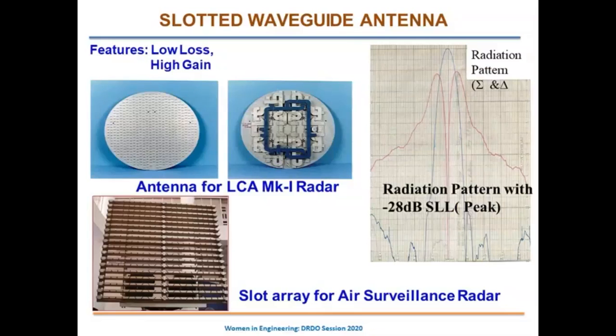And these are also slotted antenna arrays for air surveillance radar. If you go to an airport, you will see one antenna which is continuously rotating at so many RPMs, I don't know how many, but it is this type of slotted array antenna that is used in some of the airports.